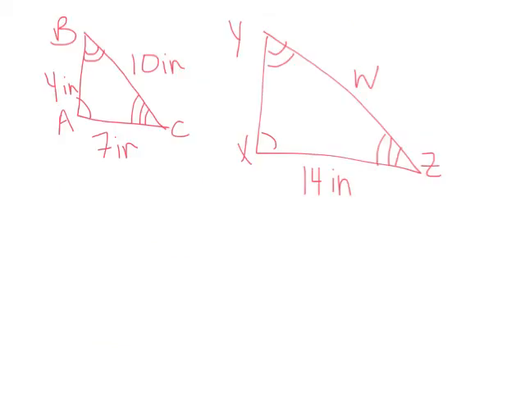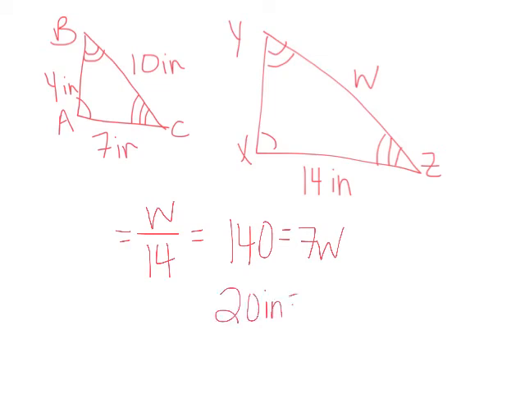Go ahead and pause the video, and I want you to try this one on your own. So the first thing that we need to do is we're going to set up our proportion because I'm trying to find what W is. And I have that I am going to put 10 over 7. So I used its corresponding side here, so I'm going to have to use the corresponding side on top. So I'm going to get that 140 equals 7W. And when I divide by 7 on both sides, I get that 20 inches equals W.